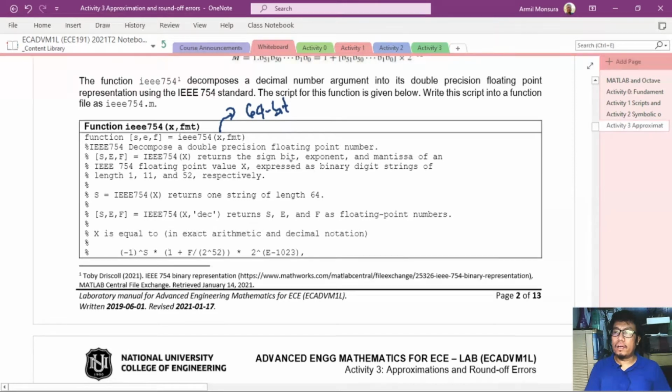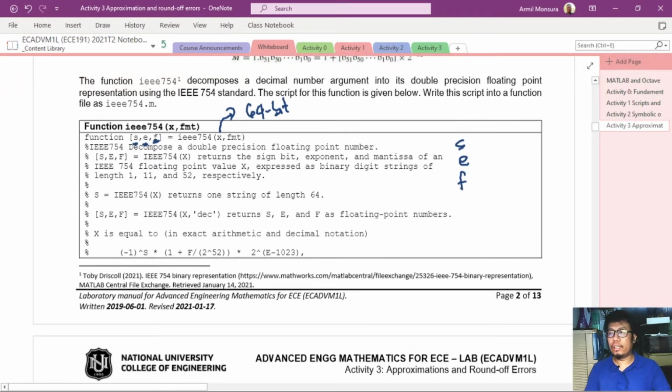So again, this is under the IEEE 754 standard. The IEEE 754 standard contains how numbers are represented in computers. Now, this function has three outputs. S contains the bit for the sign. E contains the bit code word for the exponent, and F for the fractional part or the mantissa.